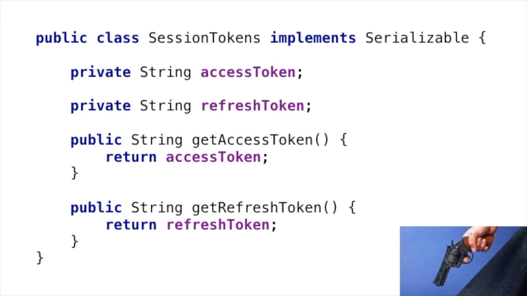Something a little more subtle. This is a class which represents a model which we get from the network. So a network call returns a JSON. We deserialize the JSON into this object. Can anyone tell me what could possibly go wrong here? I'll give you a little hint. It has to do with ProGuard.